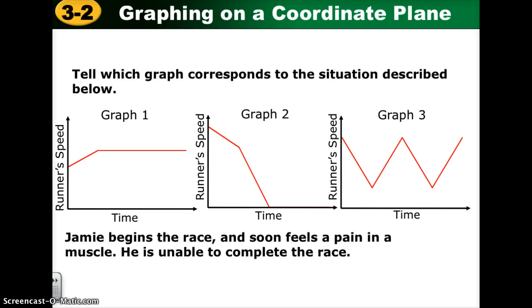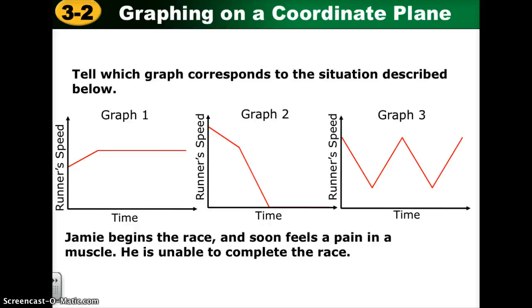Let's look at analyzing graphs. Tell which graph corresponds to the situation described below. Jamie begins the race and soon feels a pain in a muscle. He is unable to complete the race. You can see on the left-hand side the y-axis is measuring runner's speed, so the height of the graph measures the speed, and time is on the horizontal axis.